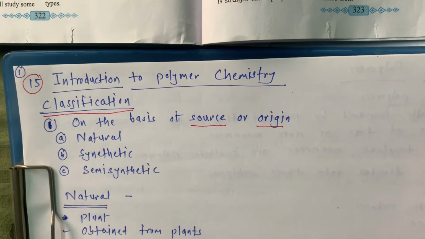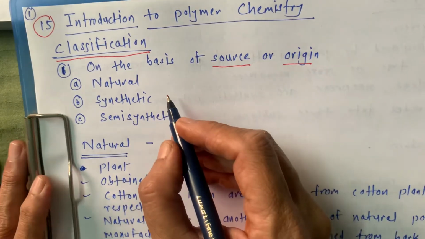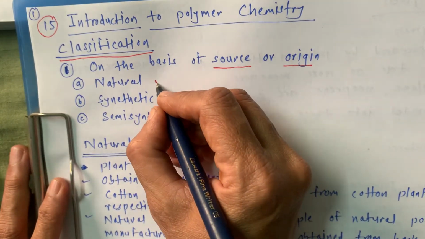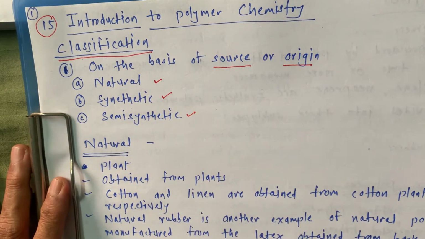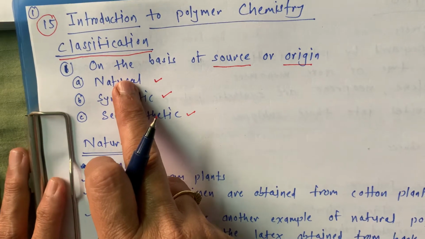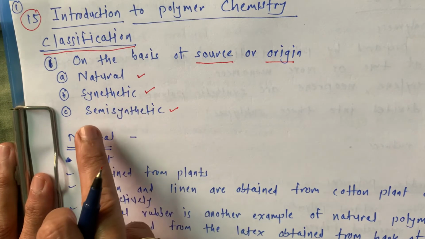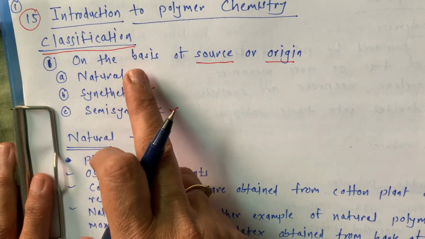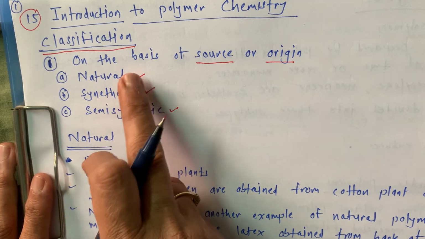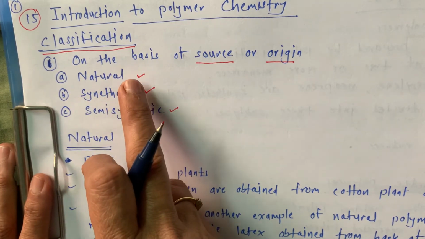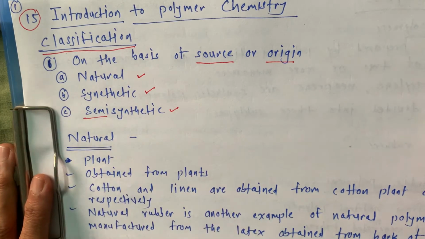Okay, so the first one is on the basis of source or origin. There are three different sources. One is natural, another is synthetic, and the third is semi synthetic. Natural means naturally present in nature. Synthetic is what we prepare in the laboratory. Semi synthetic means taking a natural base and doing processes on those natural fibers or natural polymers synthetically, and we get semi synthetic. This is the difference.